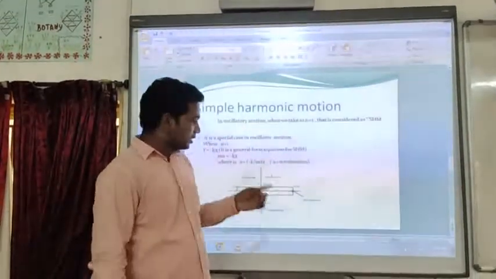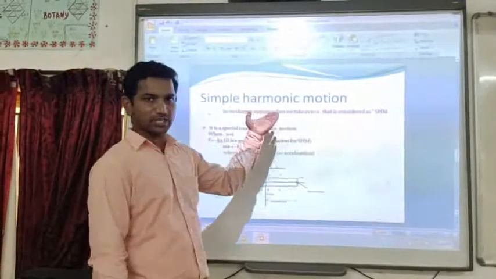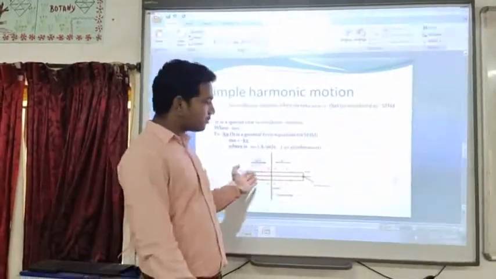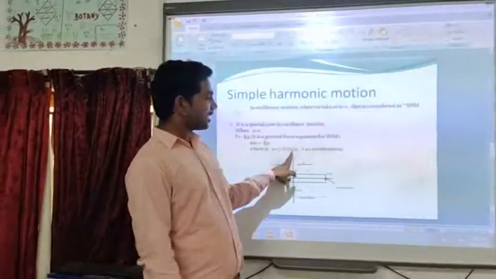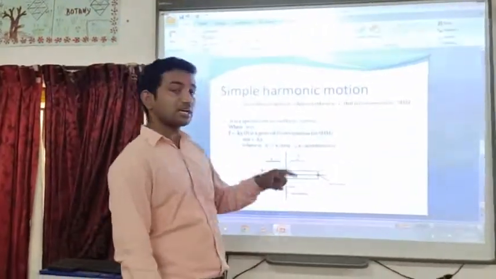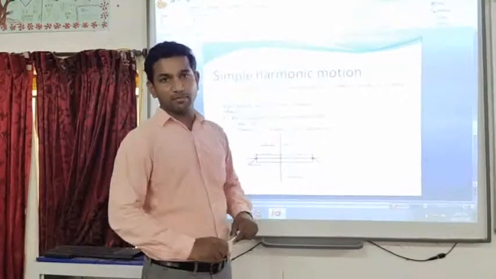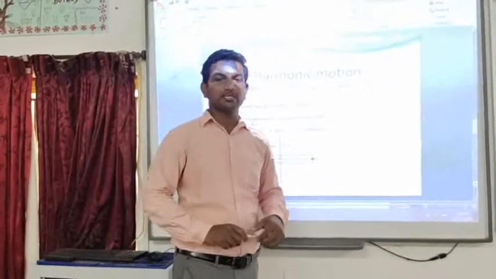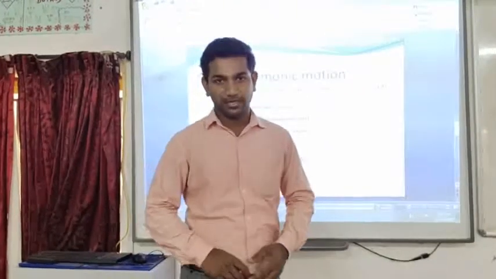What are the three conditions? The first is that it should be periodic motion, with a fixed time interval. Ultimately oscillating motion is nothing but periodic motion. Next, acceleration is always directly proportional to displacement, and both are in opposite directions; the minus indicates that. And next, acceleration always works towards the mean position. This is the basic explanation of simple harmonic motion. Thank you.